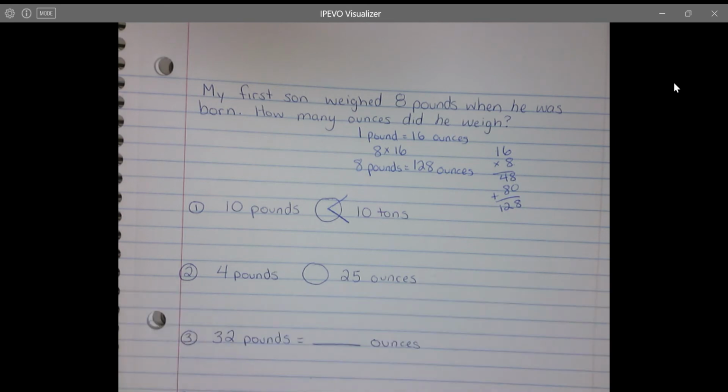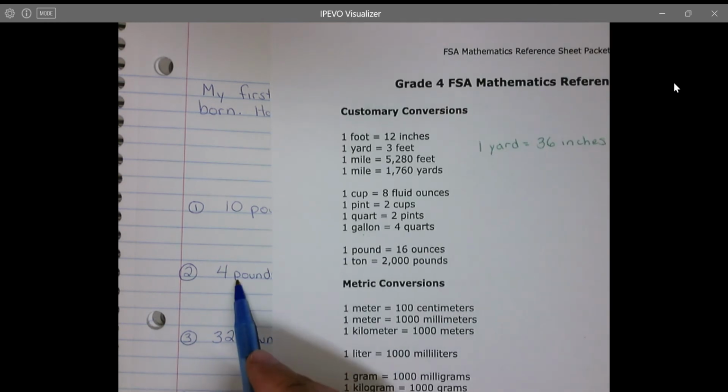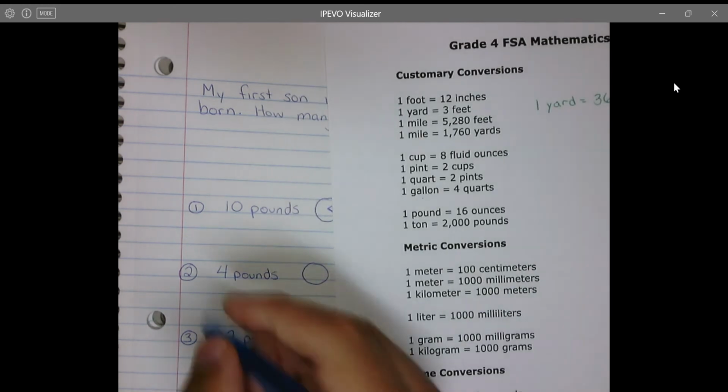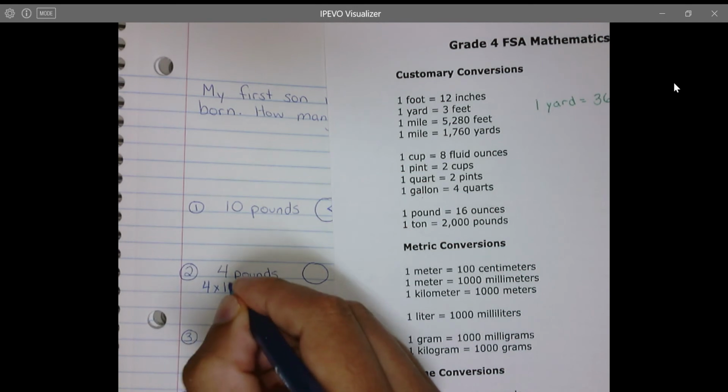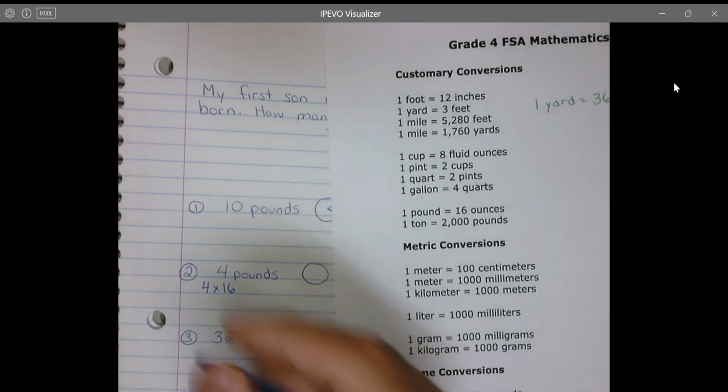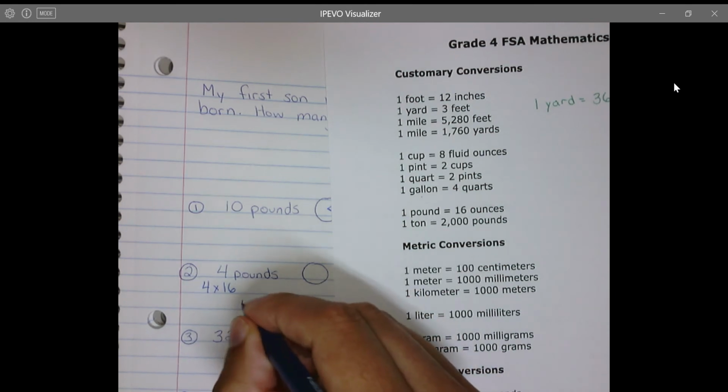All right, number 2, comparing these. I have pounds and ounces. Well, let's change our pounds into ounces because we know 1 pound is 16 ounces. So 4 pounds, that must be 4 multiplied by 16 because I have 4 pounds, each pound being 16 ounces. And I could do that with an area model. I have a 4 on the side.